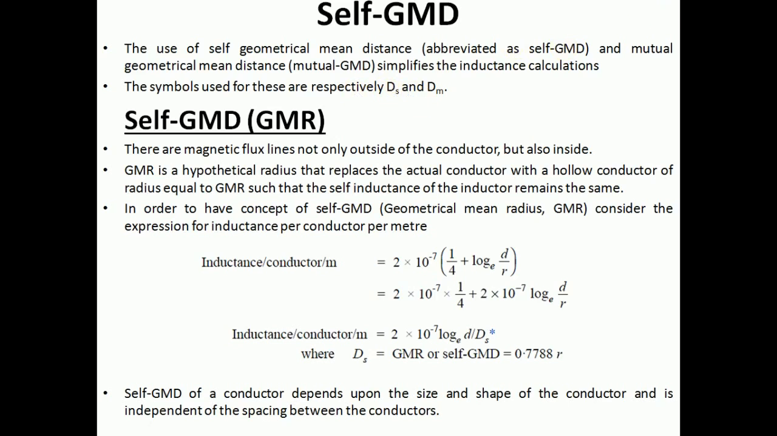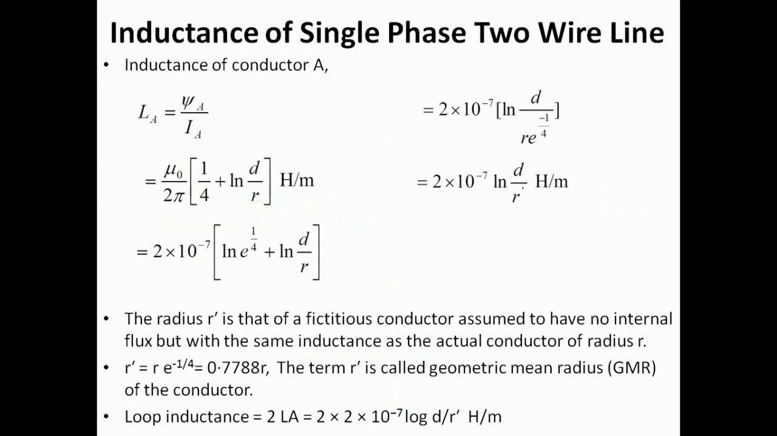To get a clear idea about the GMR, we will take a look back to the derivation of inductance of a single phase two-way system. This derivation we have studied in the video session of transmission line parameters part 2. This is the inductance of conductor A in the case of a single phase two-way system when both the conductors of the single phase system are separated by a distance small d. This relation can be written in this form.